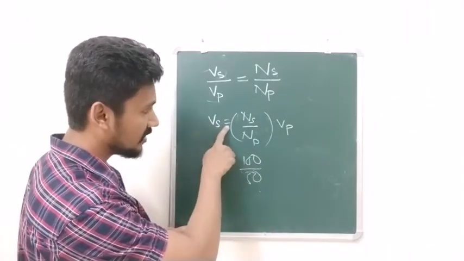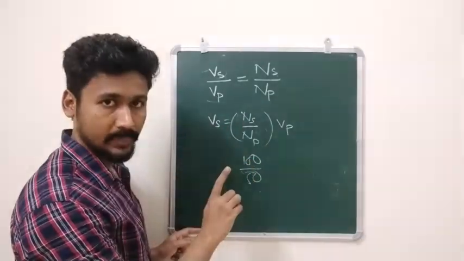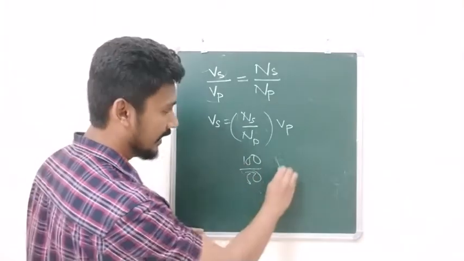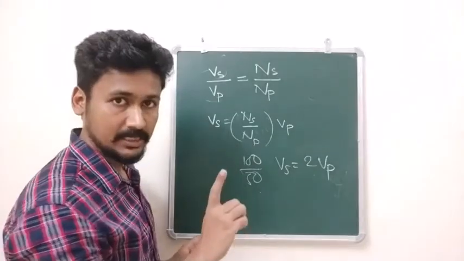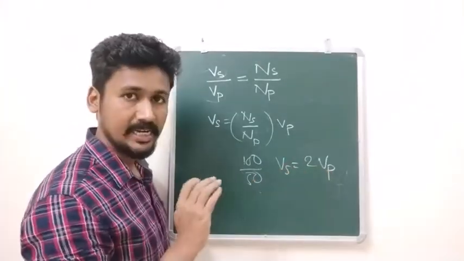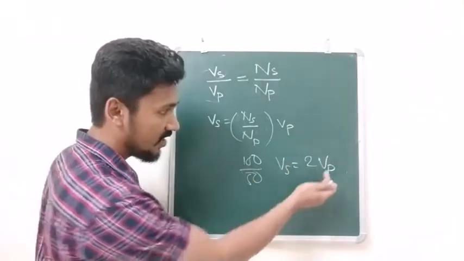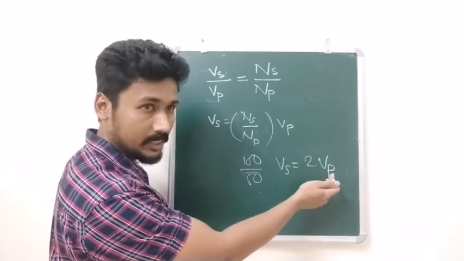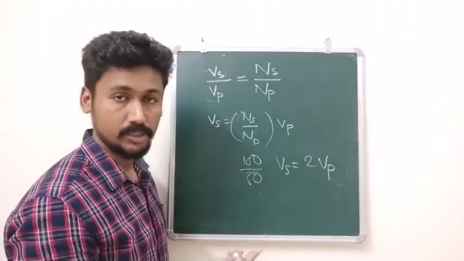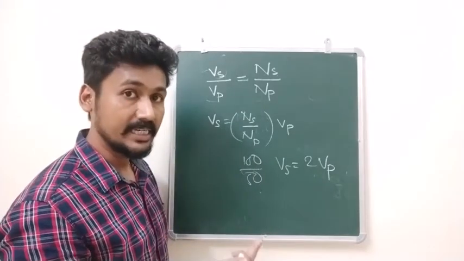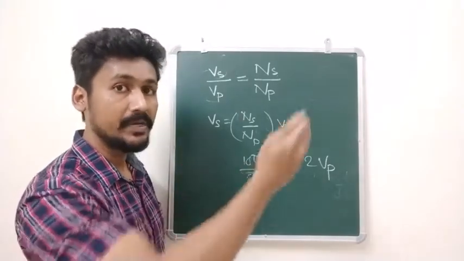Then you will get Ns by Np, that is 2. Correct? 100 by 50. So you will get Vs is equal to 2 times Vp. Means if your primary voltage, let us say, is 100 volts, then the secondary voltage will be 200 volts. Right? If such a thing is happening, that is called a step up transformer.